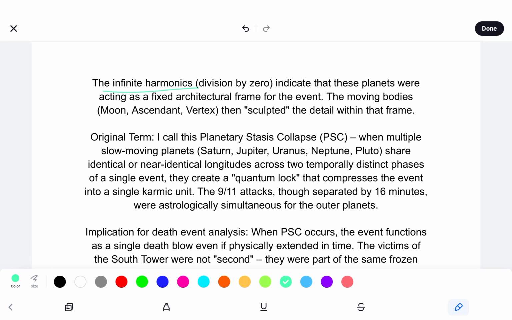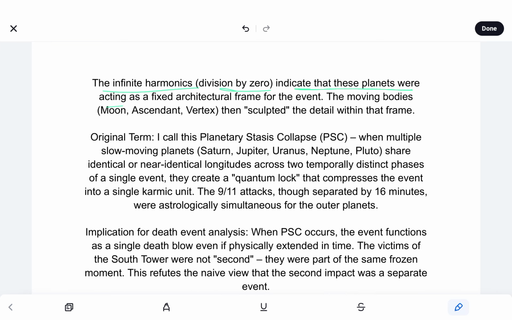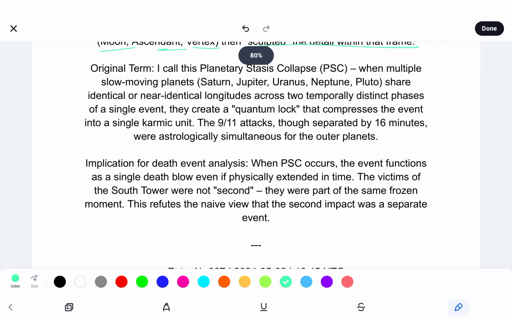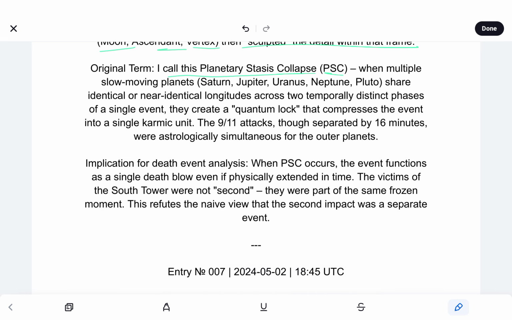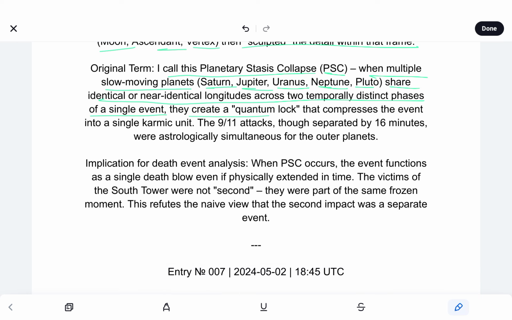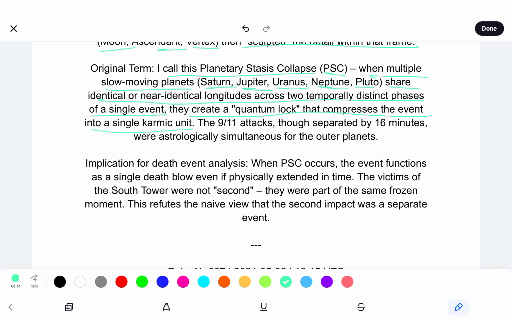The infinite harmonics, division by 0, indicate that these planets were acting as a fixed architectural frame for the event. The moving bodies, moon, ascendant, and vertex, then sculpted the detail within that frame. I call this planetary stasis collapse, PSC, when multiple slow-moving planets, Saturn, Jupiter, Uranus, Neptune, Pluto, share identical or near-identical longitudes across two temporal district phases of a single event. They create a quantum lock that compresses the event into a single karmic unit.